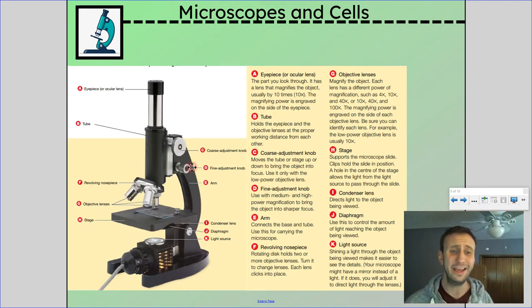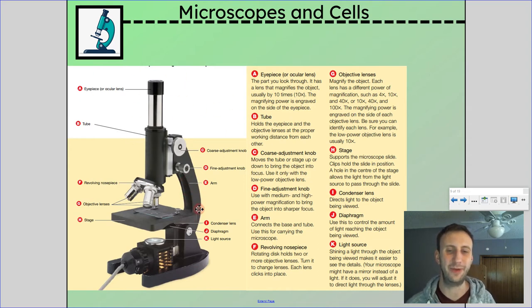The arm is on the back. This is actually where we grab the microscope. So when you hold the microscope, you grab it by the arm, and then you put a hand underneath on the base, and that's how you carry it around to make sure that it is not going to get hurt. You never grab it by the tube, by the eyepiece. That is bad. Don't grab it there.